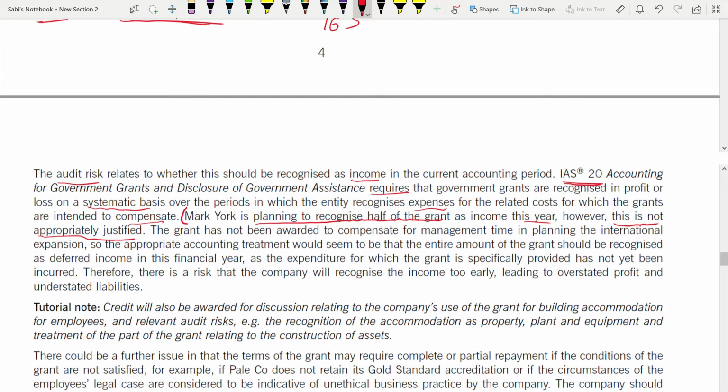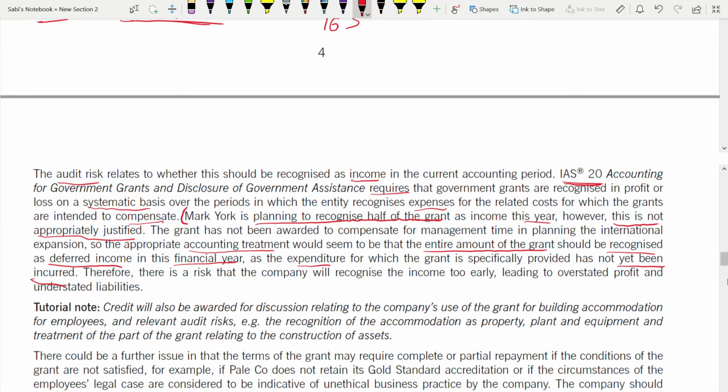So the appropriate accounting treatment, okay, would seem to be that the entire amount of the grant should be recognized as deferred income. Okay, what is the appropriate accounting treatment? The entire amount of the grant should be recognized as a deferred income in this financial year, as the expenditure for which the grant is specifically provided has not yet been incurred also. Okay.